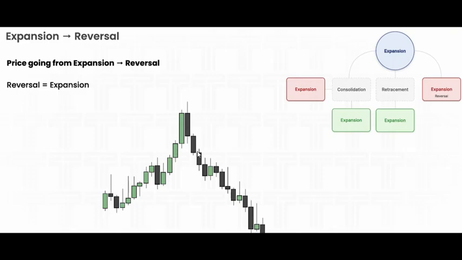So now you have expansion to reversal. You see the market expanded and it was met with another expansion. So now this expansion to expansion is now a reversal, because if the market was moving higher and then it got met with another strong move lower, it then becomes a reversal.